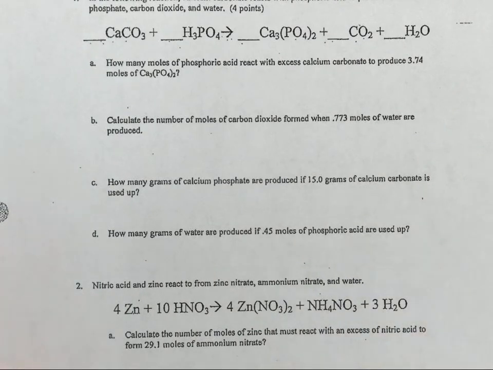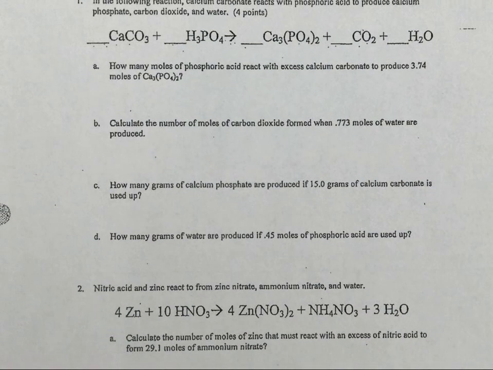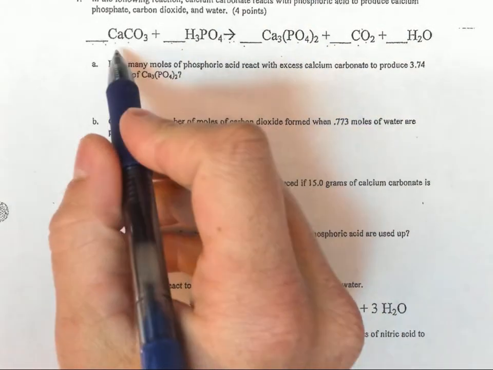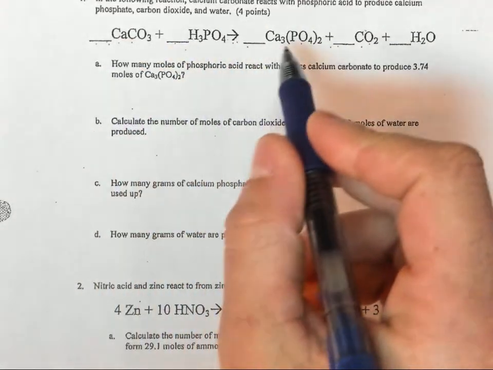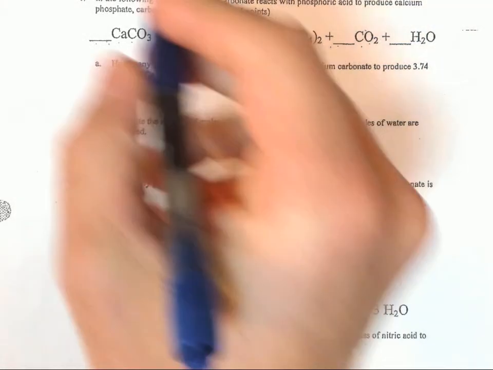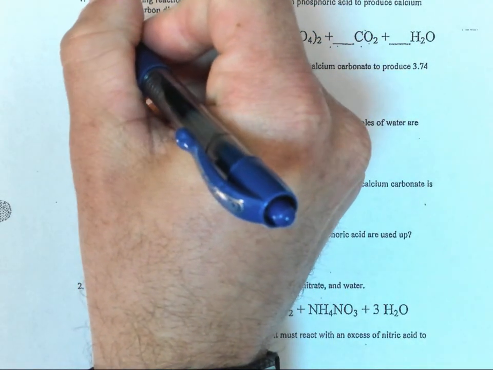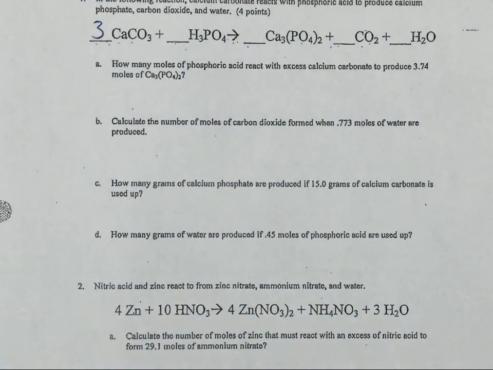We've got calcium carbonate reacting with phosphoric acid to produce calcium phosphate, carbon dioxide, and water. So let's start by counting our calciums. We have 1 calcium going into the reaction. We have 3 calciums coming out. So right away we know we need to put a 3 right there for that coefficient.